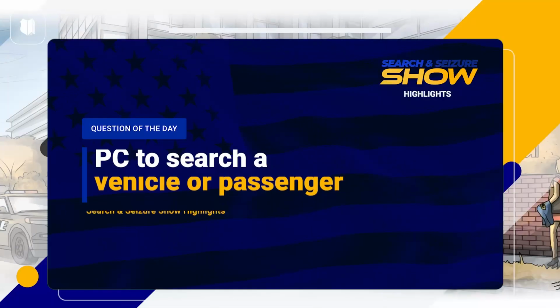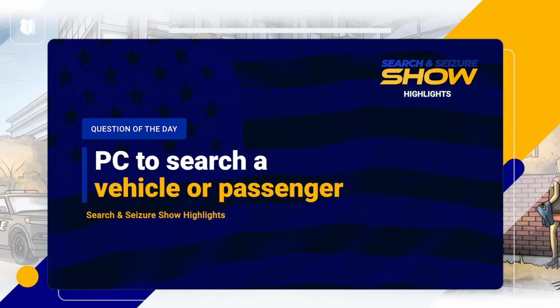Probable cause to search a vehicle doesn't equal probable cause to search a person, right? Right. And that's the motor vehicle exception. The motor vehicle exception applies to containers, not to human beings. Now, the cop says the occupant is in the vehicle when probable cause to search is established. The occupant refuses to consent to a search of his person and refuses to consent to a pat down.